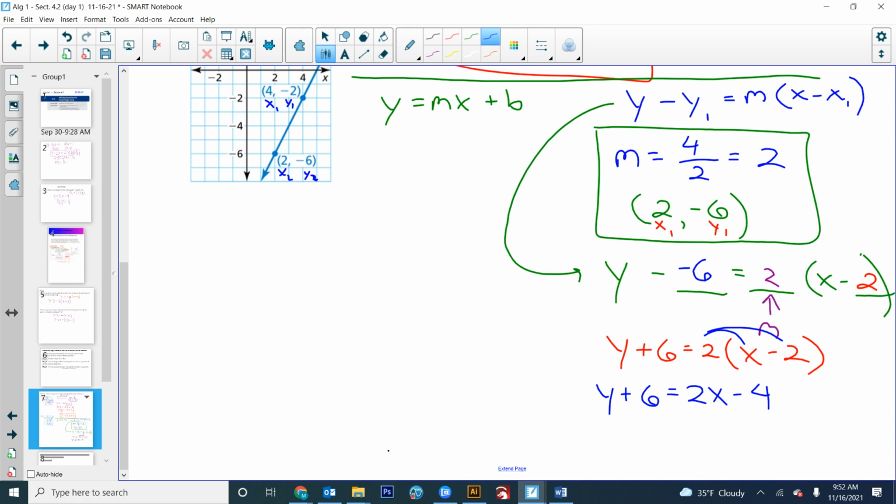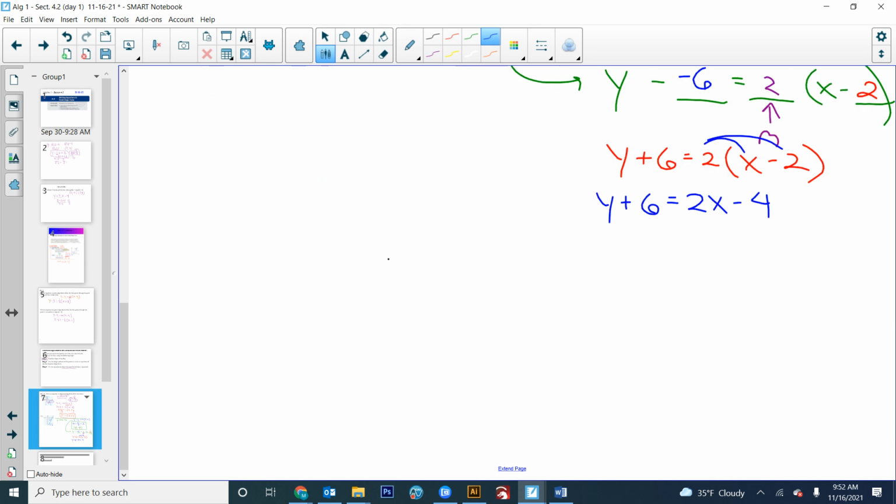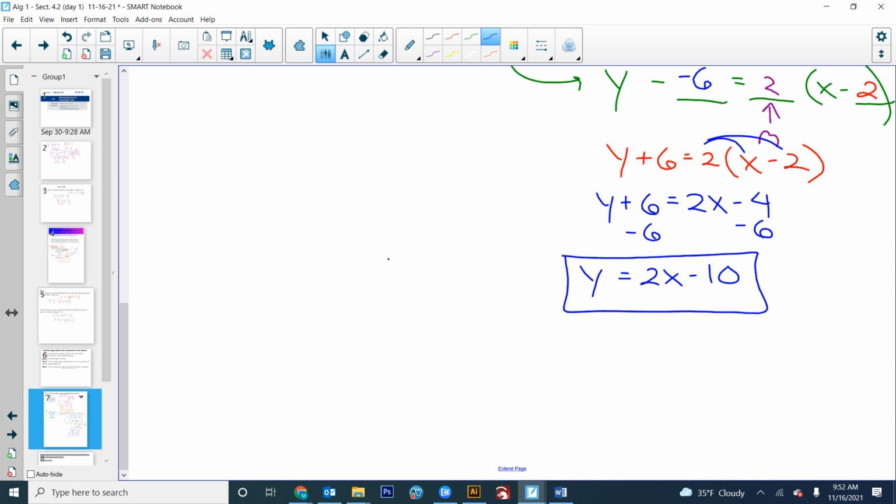Students forget quite often to distribute to both terms. What next? Subtract 6, because we want to get y by itself. So we get y equals 2x minus 10. Is that in y equals mx plus b form? Yes.